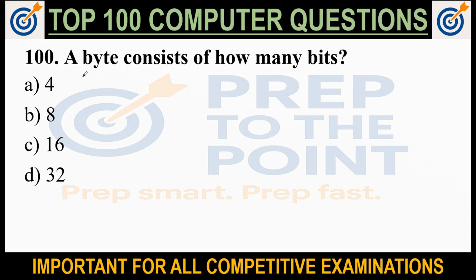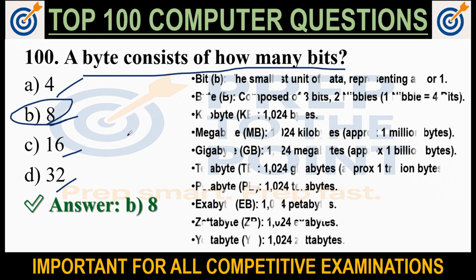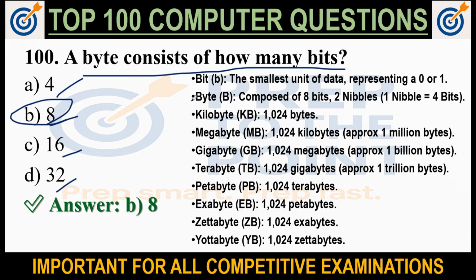A byte consists of how many bits? 4, 8, 16, or 32? The right answer is 8. From the perspective of competitive exams, it is very important to know the bit, byte, kilobyte, how many nibbles in 1 bit, or in 1 byte how many bits. So just go through this one.